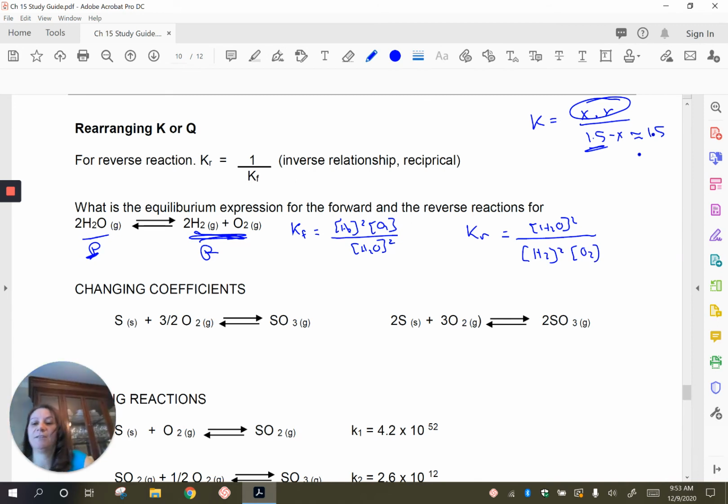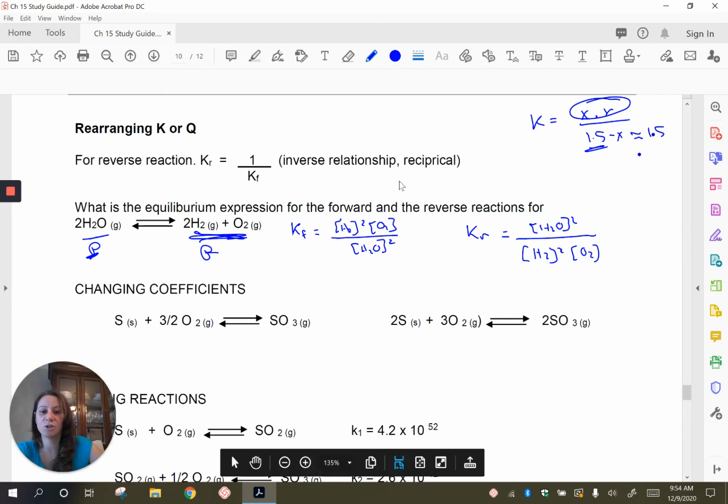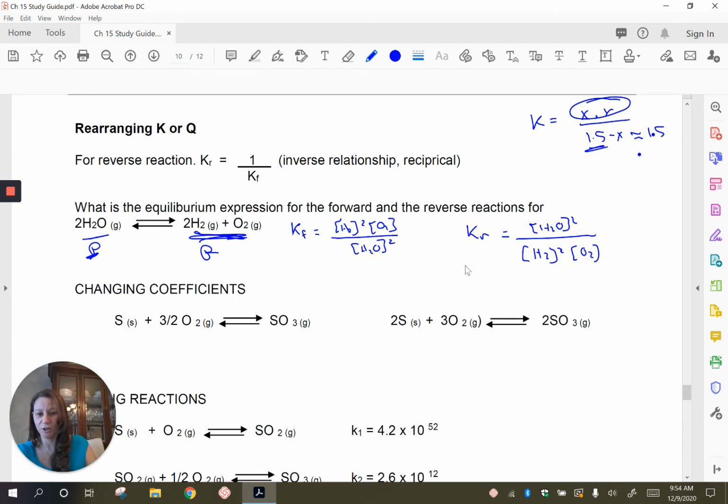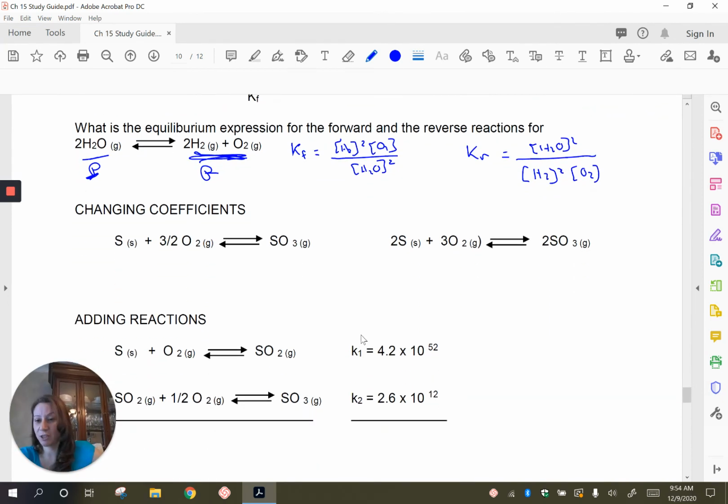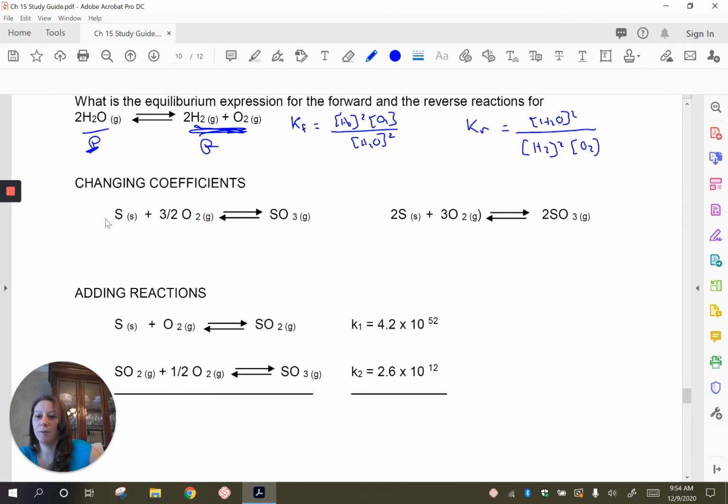So you would see from my two expressions that K forward and K reverse are reciprocals of each other. So if I wanted the K reverse, I would do 1 over this, which would be this right here. Okay, what if you have changing coefficients? So let's write the K expression for this reaction. K is going to be the concentration of SO3 over the concentration of O2 to the 3/2.